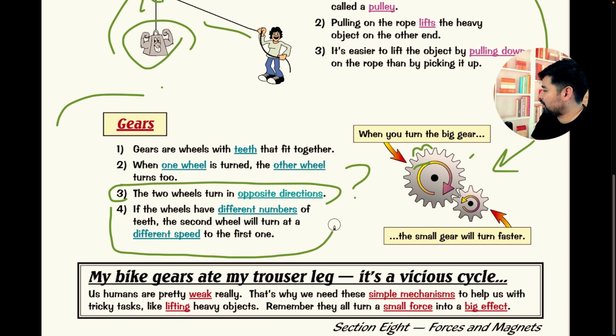These two sentences are very, very important, okay? So I'm gonna read these two sentences again, and I want you to translate 3 and 4 to Portuguese. All right, so listen with me. The two wheels turn in opposite directions, okay? If the wheels have different numbers of teeth, the second wheel will turn at a different speed to the first one. So these two sentences, please do that for me in Portuguese, okay?